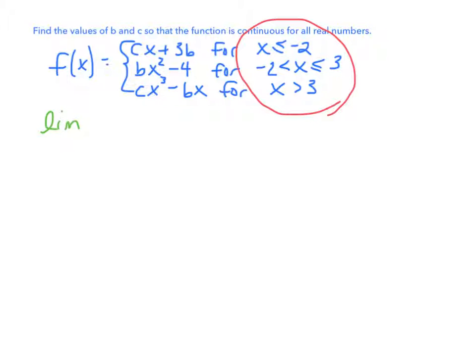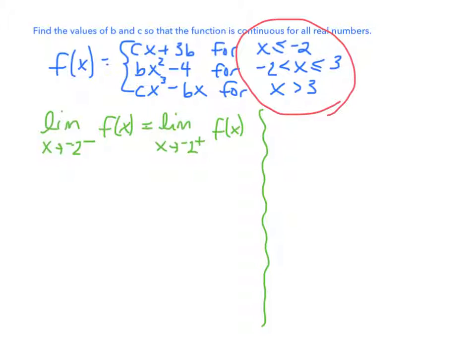One for each breakpoint. The limit as x approaches negative 2 from the left of f of x has to equal the limit as x approaches negative 2 from the right of f of x. That's the first one. And then we're also going to look at the limit as x approaches 3 from the left of f of x, and the limit as x approaches 3 from the right of f of x. We're going to look at both of these one at a time, and then in the end we're going to end up merging the two of them together.